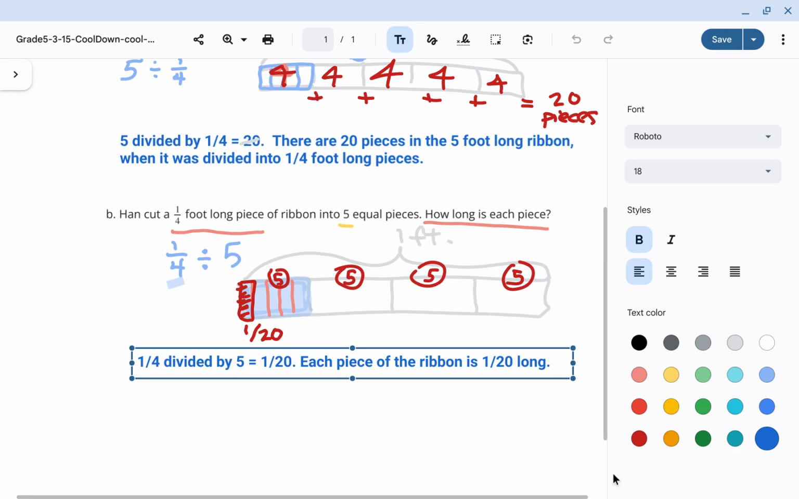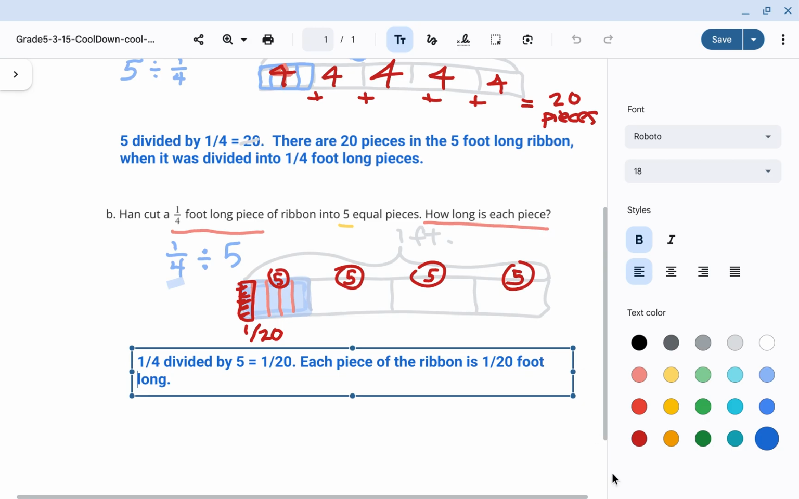For the sake of being precise, I am going to go ahead and write foot as well. That is a good thing for me to add. Each piece of the ribbon is 1/20 of a foot long.